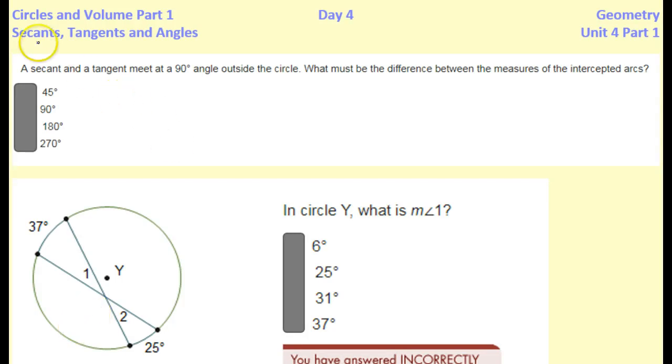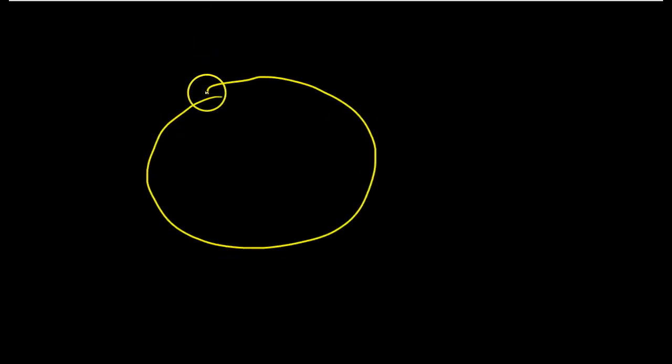Well, this video is about secants, tangents, and angles. But before we get started, there are a couple of basic concepts I need to go over. Okay, first, let's talk about central angles.